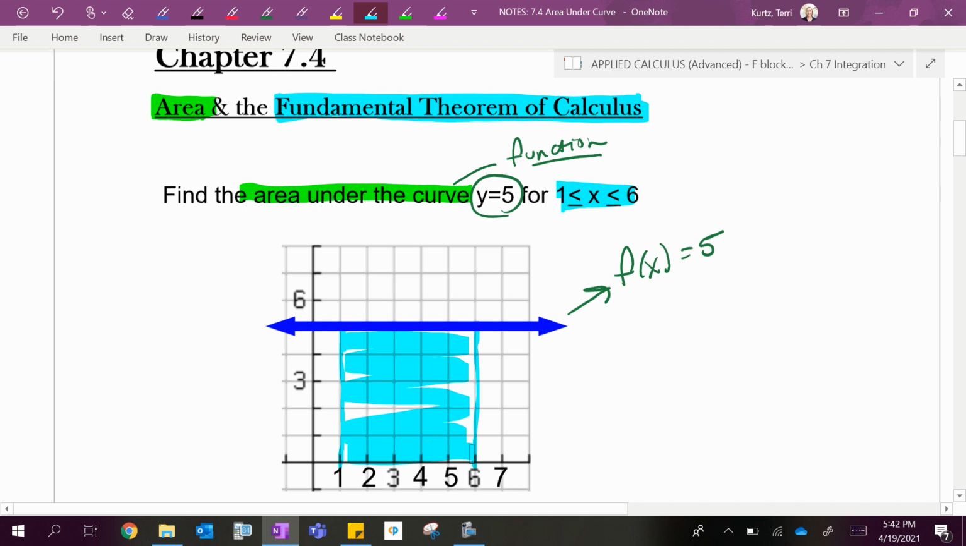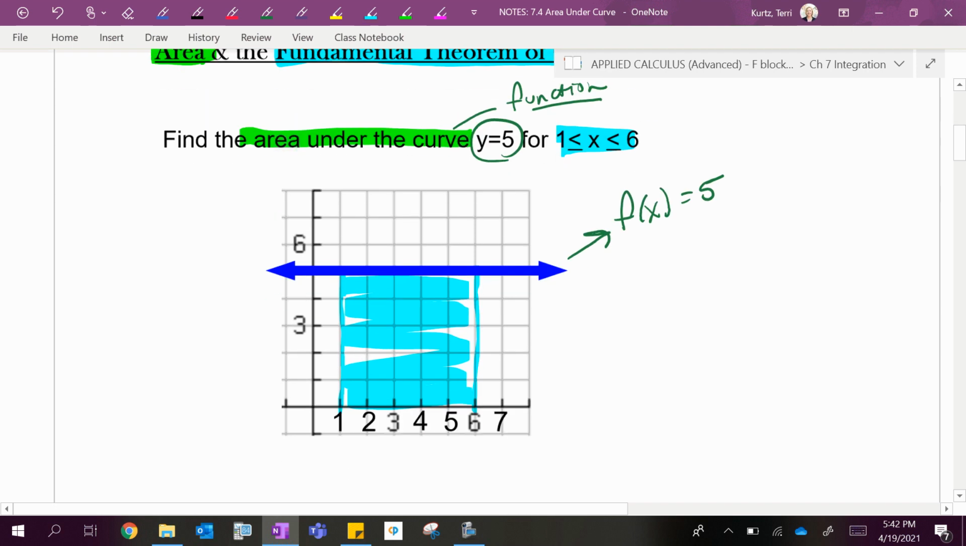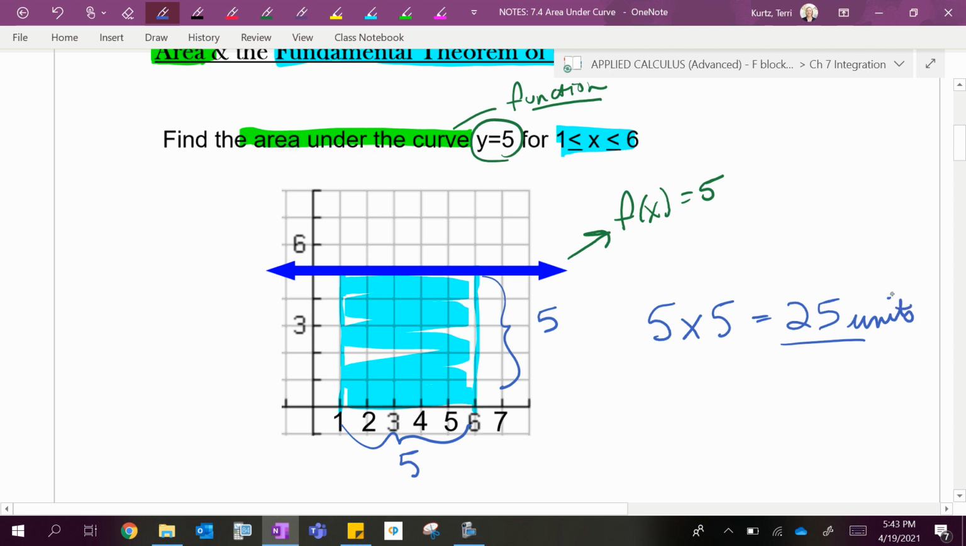Now that's basically a square. So if we wanted to find the area of it, from 1 to 6 is going to be 5, and from 0 to 5 is 5. So to find the area, we could say 5 times 5 is 25. So the area under this curve is 25 units. We're not sure what those units represent, but it's fairly straightforward, pretty simple.